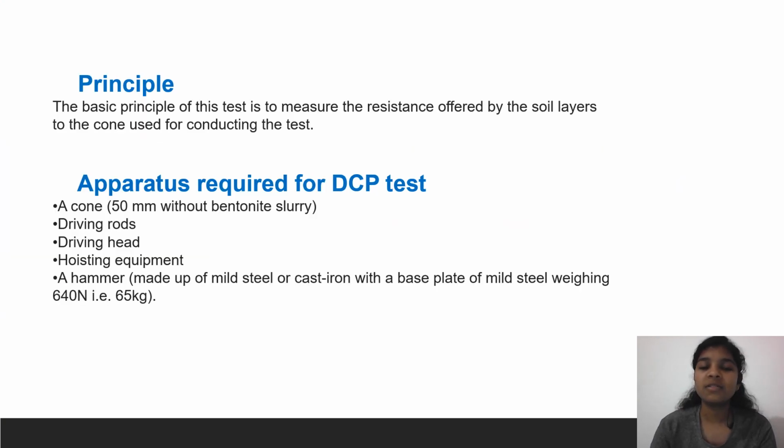After that, what is the principle of a DCPT? The basic principle of this test is to measure the resistance offered by the soil layer to the cone used for conducting the test. The apparatus required is the 50 mm cone without bentonite slurry, the driving rod, driving head, testing equipment, and a hammer made of mild steel or cast iron with a base plate of mild steel, weighing 460 Newton, that is 65 kg.